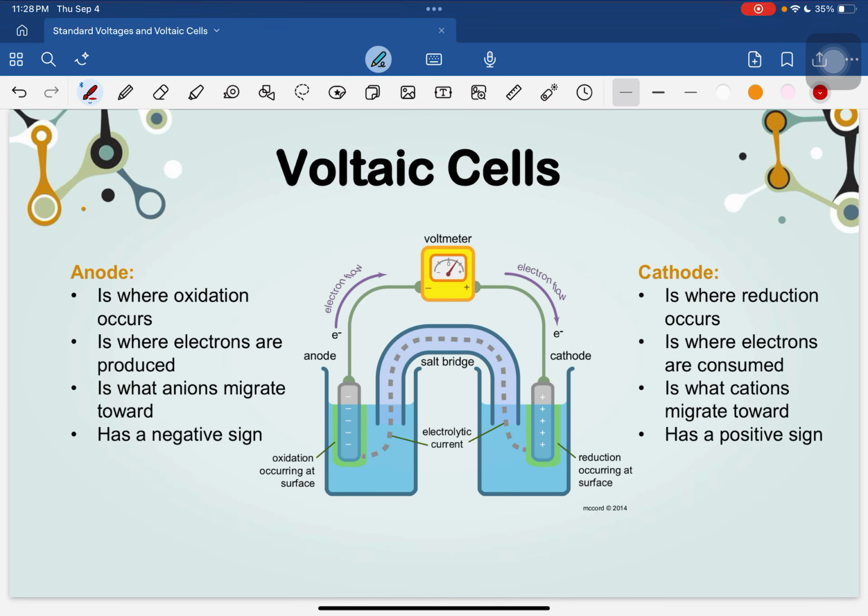The cathode, on the other hand, is where reduction occurs. It is where electrons are consumed. It is what cations migrate toward, and it has a positive sign.